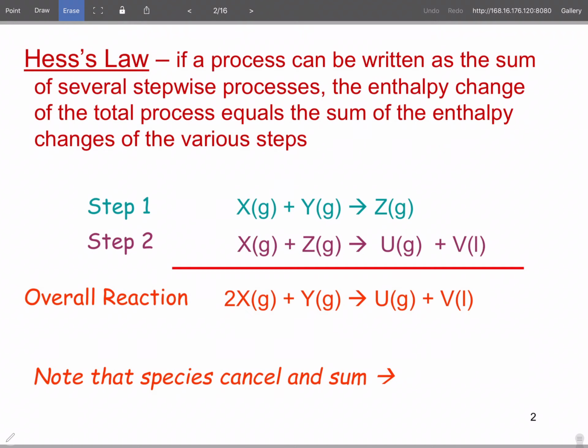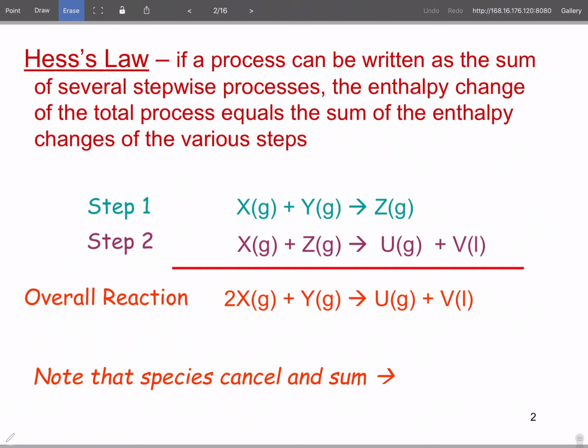This is Hess's Law. A lot of people like Hess's Law. Hess's Law is rather simple. Basically, what Hess's Law states is that if a process can be written as the sum of several stepwise processes, the enthalpy change of the total process is equal to the sum of the enthalpy changes for the various steps.